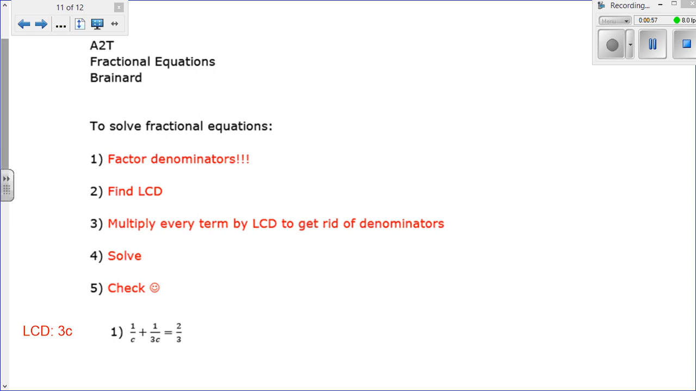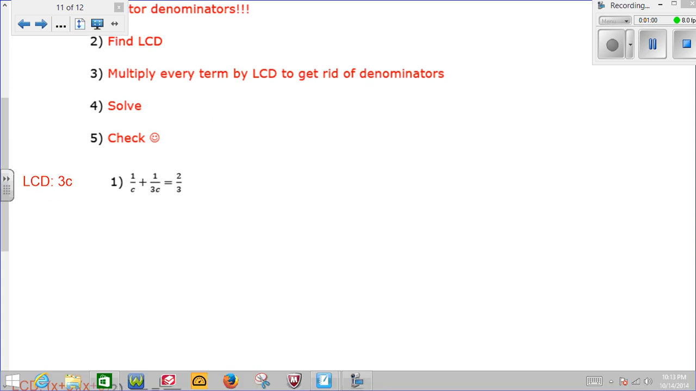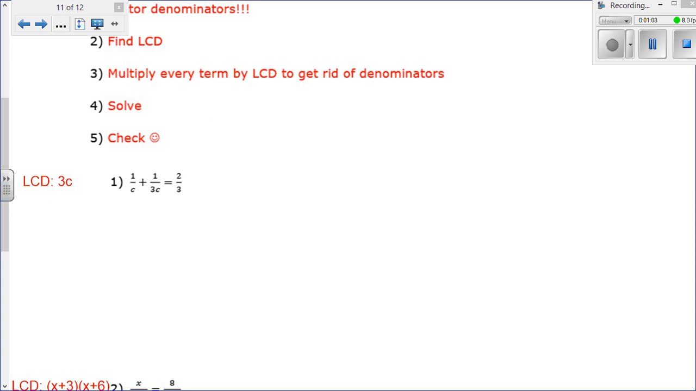So, number 1, my LCD is 3C because I have denominators of C, 3C, and C. So I need to multiply every term by 3C. So in the first fraction, the C's cancel out, and I'm left with 3 plus. In the second fraction, the whole thing cancels out, so I'm left with 1 equals, in this fraction, the 3's cancel out, I'm left with 2C.